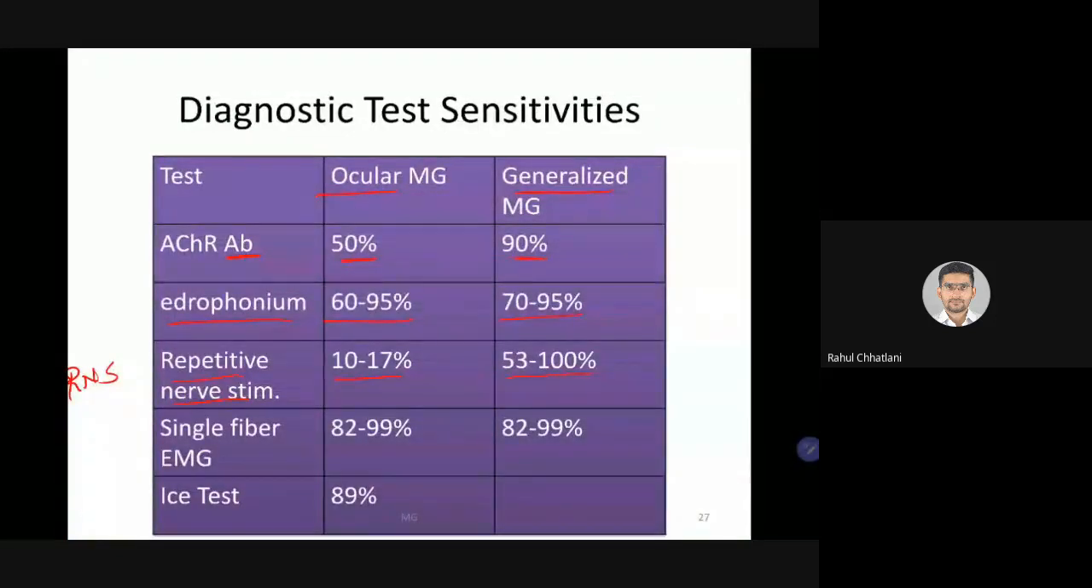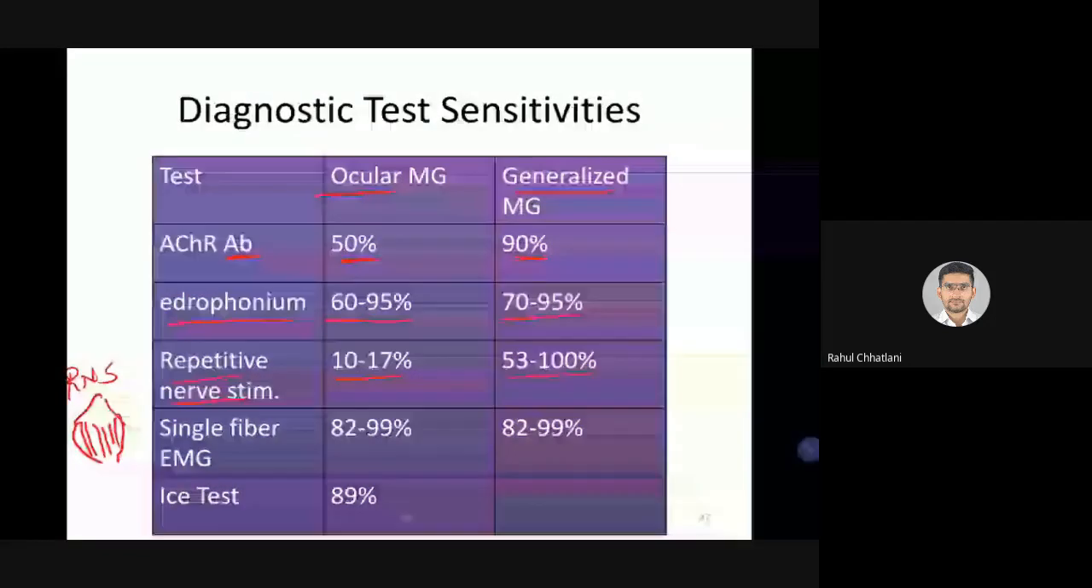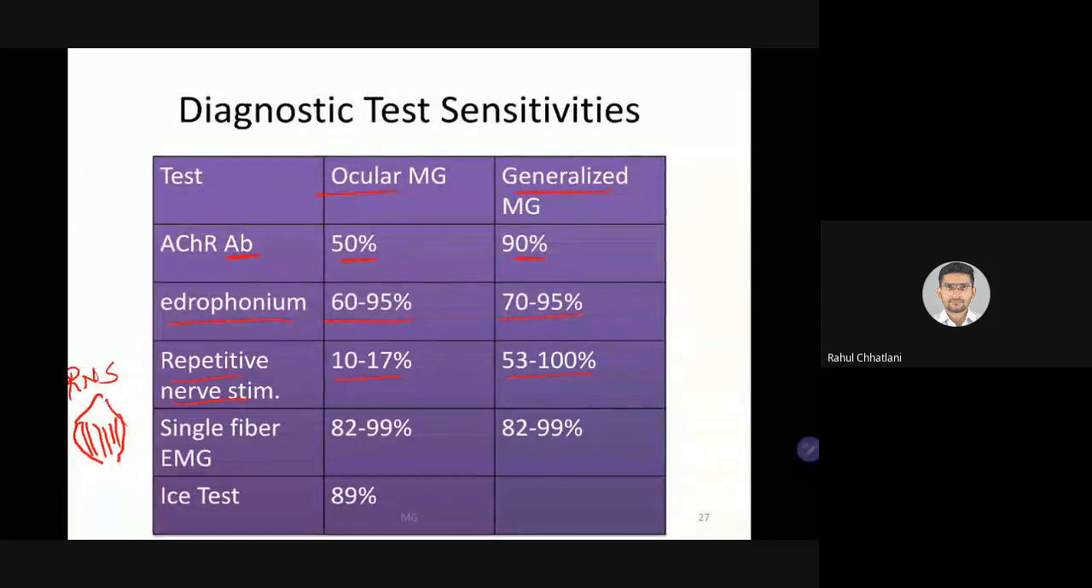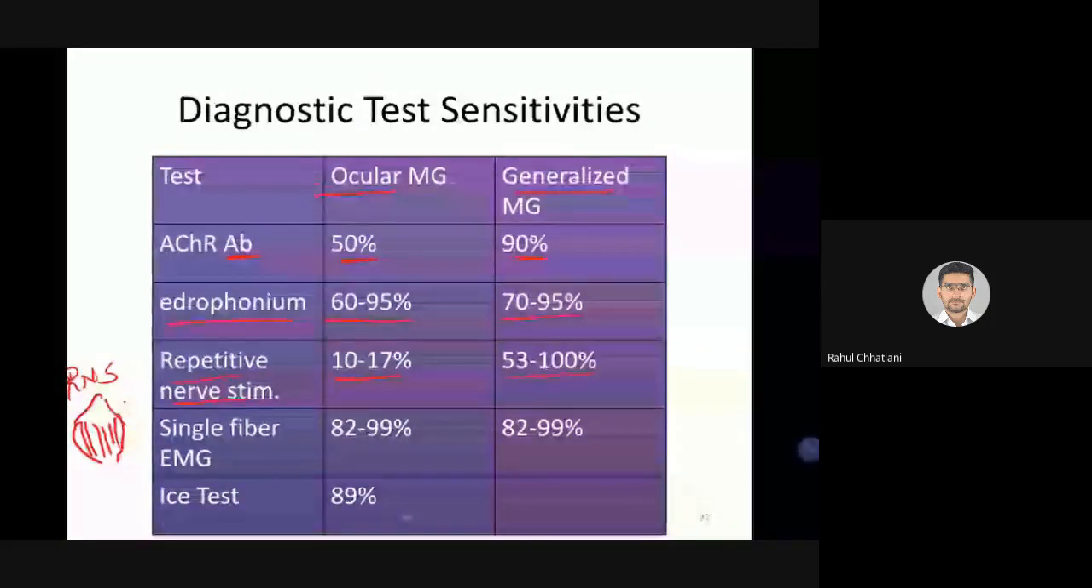Single fiber EMG, that is doing EMG, say for example, this is one muscle which has all the fibers. Say for example, this is the biceps muscle that you are talking about. Here, instead of doing it for all fibers, you select one fiber and you insert one needle EMG.